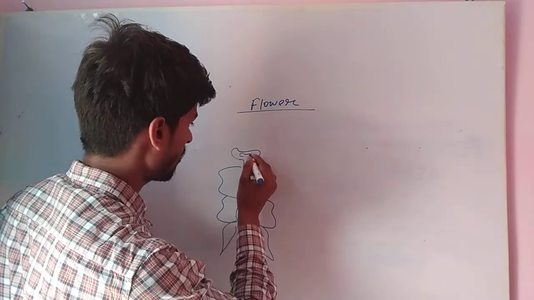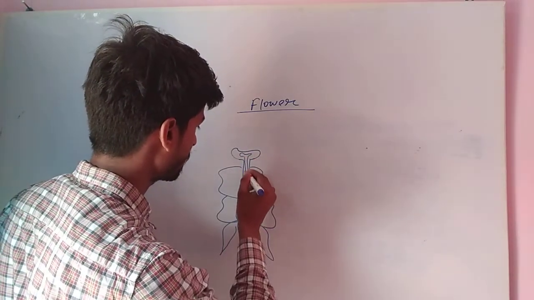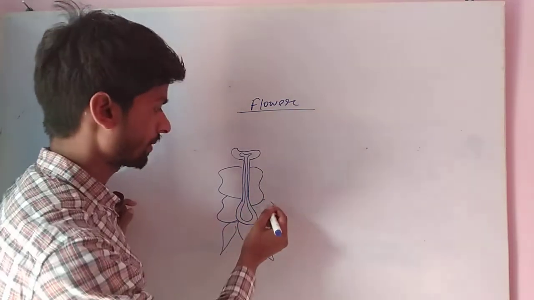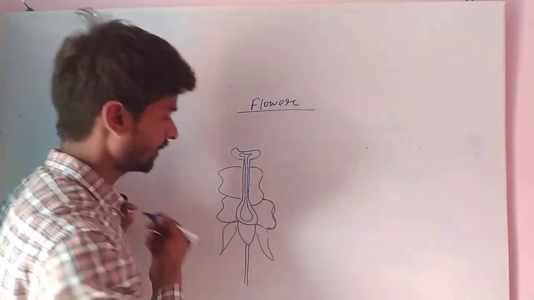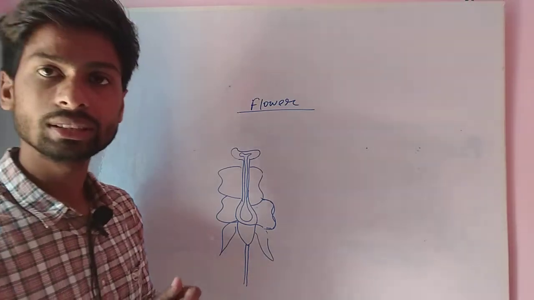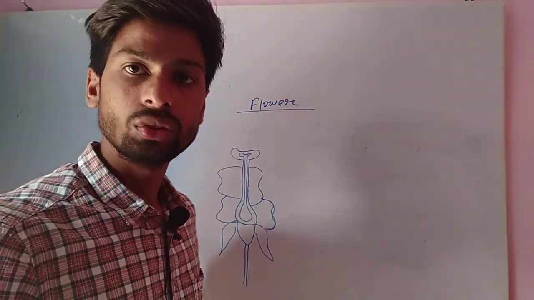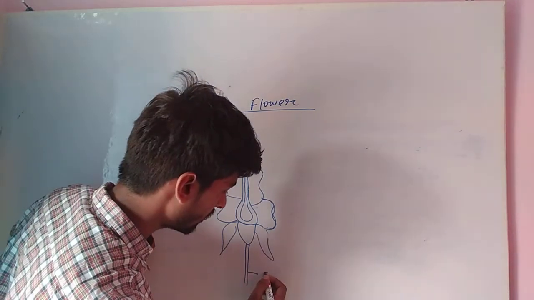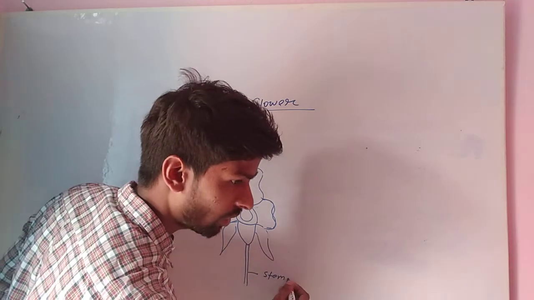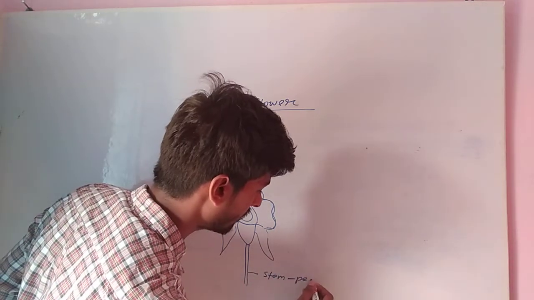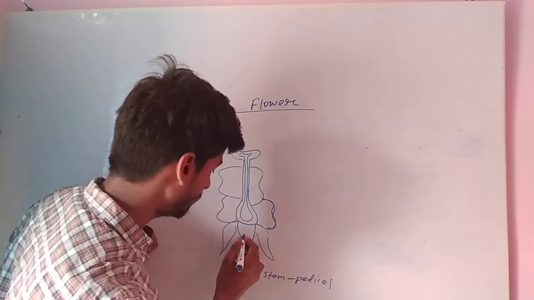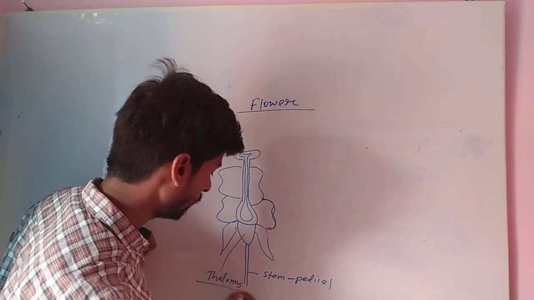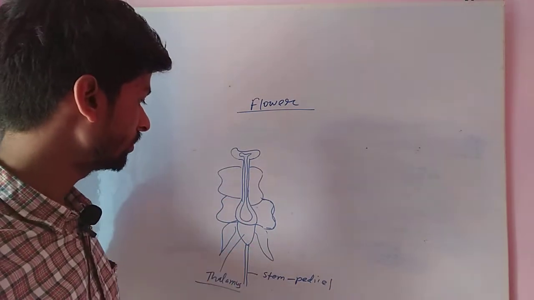You're familiar with this one, and this is known as a stem, or we can say pedicel. And this one is known as a thalamus, where all the parts of the flower occur. That is known as thalamus.